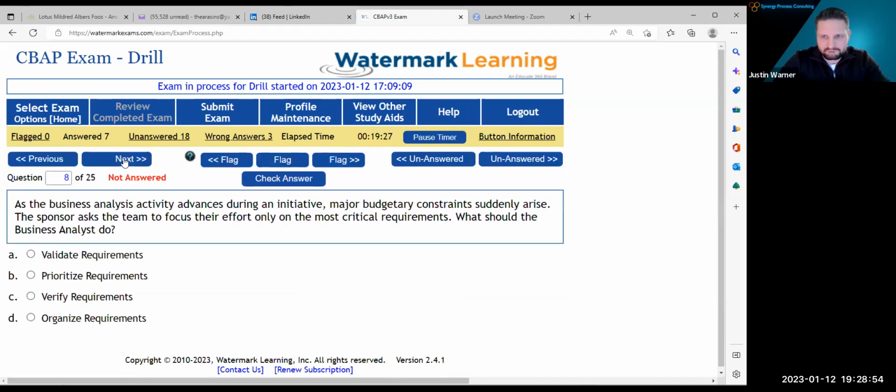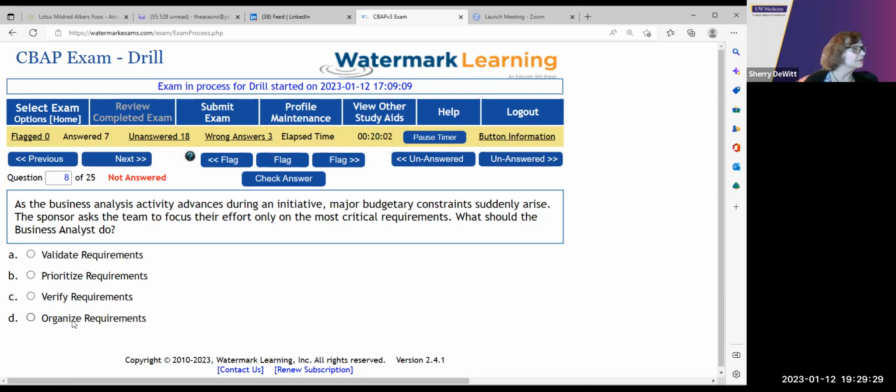Very good. Okay, question 8. As a business analysis activity advances during an initiative, major budgetary constraints suddenly arise. The sponsor asks the teams to focus their effort only on the most critical requirements. What should the business analyst do? They should validate requirements, prioritize requirements, verify requirements, or organize requirements. Are there any of these that are not a term that the BABOK uses? Organize requirements isn't, I don't believe.